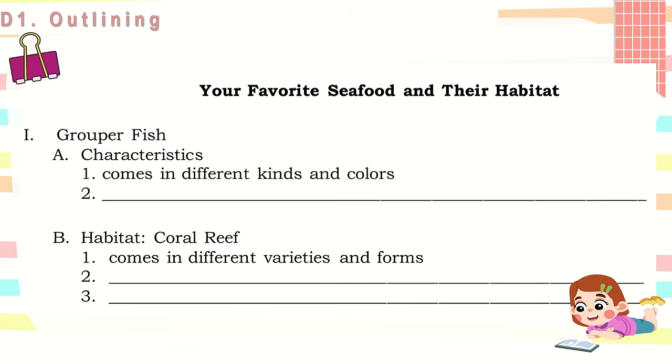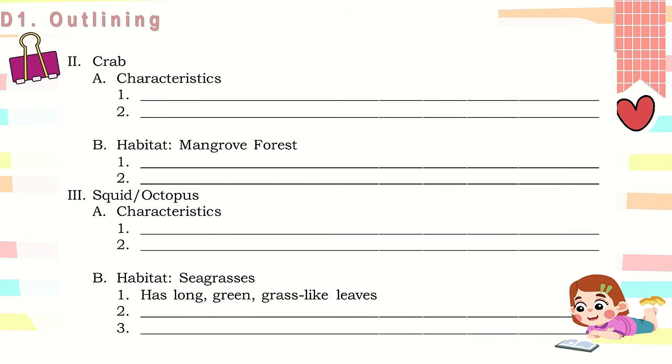Your favorite seafood and their habitat. For grouper fish, its characteristics: comes in different kinds and colors. Habitat: coral reef, comes in different varieties and forms. Fill out number 2 and 3. For crab, give its 2 characteristics and its habitat. Same as well with squid or octopus.